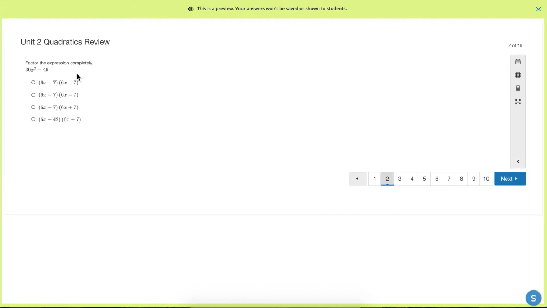Taking a look at the second problem, we would notice that we have 2 terms instead of 3, and we have a difference of squares, difference of perfect squares. This means we have to take the square root of both terms, and then we would add 1 and subtract 1. The square root of 36x squared is 6x, so that goes in the first term for both. And the square root of 49 is 7. We would add 1 and subtract 1.